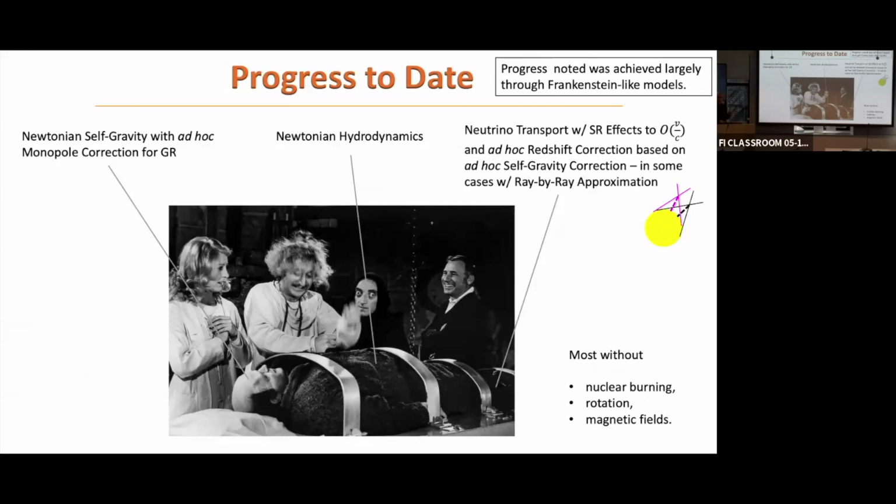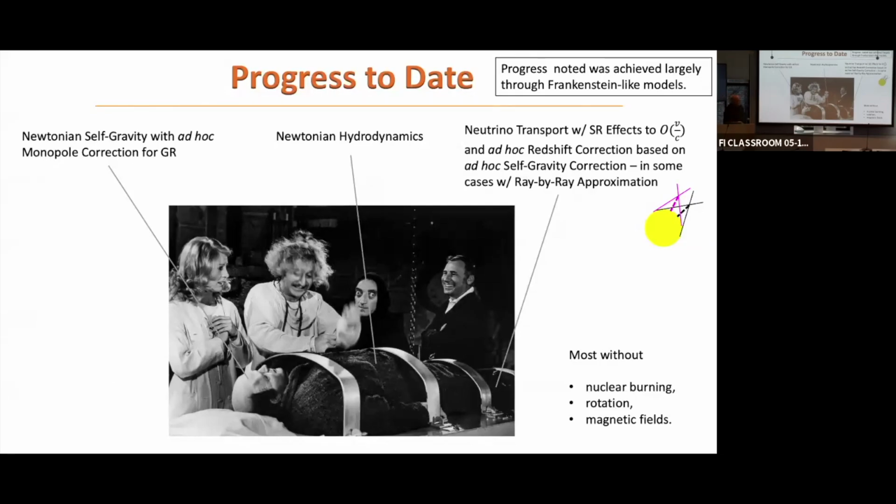We use Newtonian hydrodynamics. And then, of course, for the neutrino transport, we include, essentially with Newtonian hydrodynamics and Newtonian self-gravity with a monopole correction, the relativistic corrections for redshift, which are ad hoc. And of course, we handle the transport in the Newtonian limit with special relativity to order v over c. So we do have special relativity built in there, at least to order v over c. But the gravitational redshift is treated in a manner commensurate with this correction to the gravitational field.